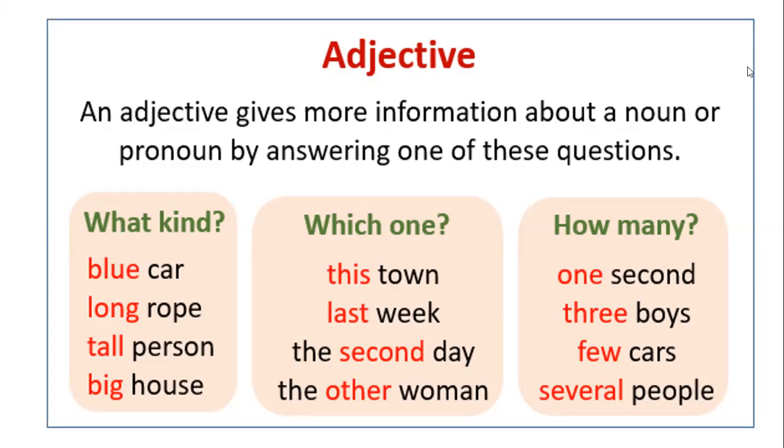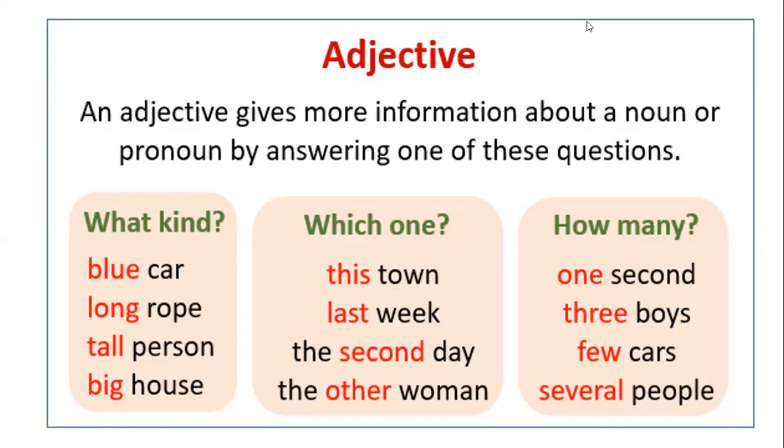Also, adjectives answer the question, which one? ¿Cuál? Which one? When I have a choice, cuando tengo que hacer una elección entre una cosa o la otra. This town, last week, the second day, the other woman. So this is a demonstrative, but it can also be an adjective. Last is an adjective also. So all the words in red in this case are adjectives: this, last, second, other.